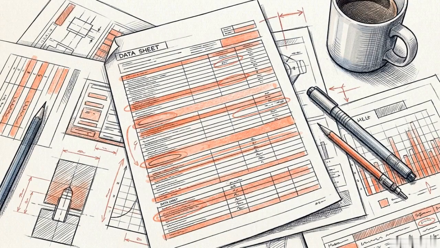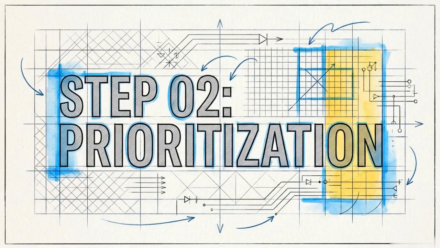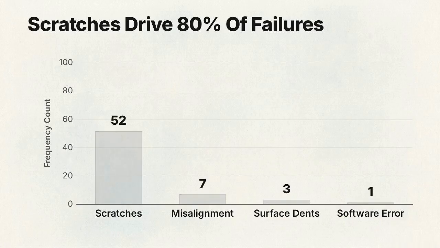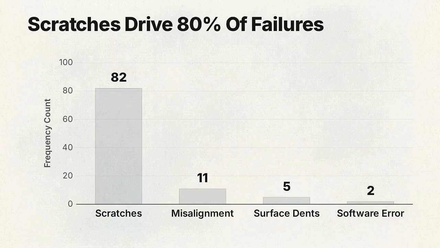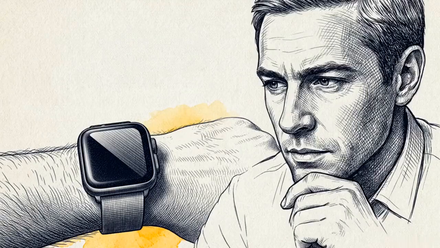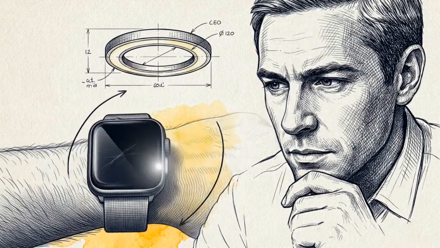Since we can't fix everything at once, we use tool number 2, the Pareto Chart, to help the team decide where to focus their energy first. This chart is based on the Pareto principle, or the 80-20 rule. It shows that roughly 80% of your problems are usually caused by just 20% of the possible causes. Here, the data shows that scratches are our most frequent failure by a wide margin. By identifying and fixing that single tallest bar, an engineer can eliminate the vast majority of product failures in one move.